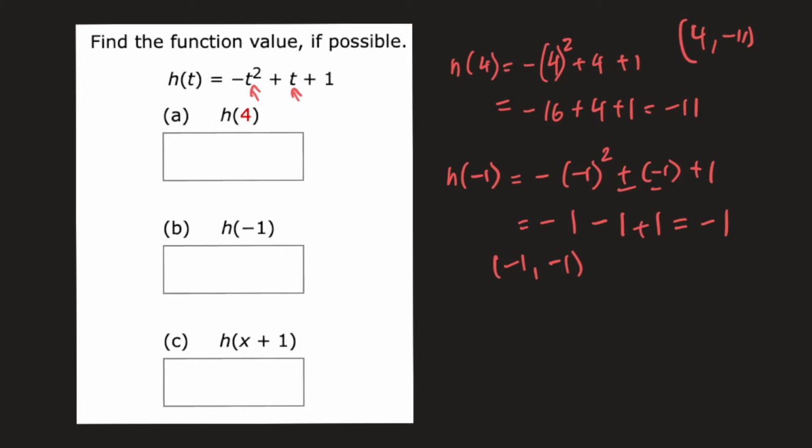In the last part, we have to plug in x plus 1 for t. So I have to find h of x plus 1. I have negative from the formula. X plus 1 will get squared. I'm going to add x plus 1, and then I'm going to add plus 1 again from the formula. Negative comes along for the ride. X plus 1 squared.